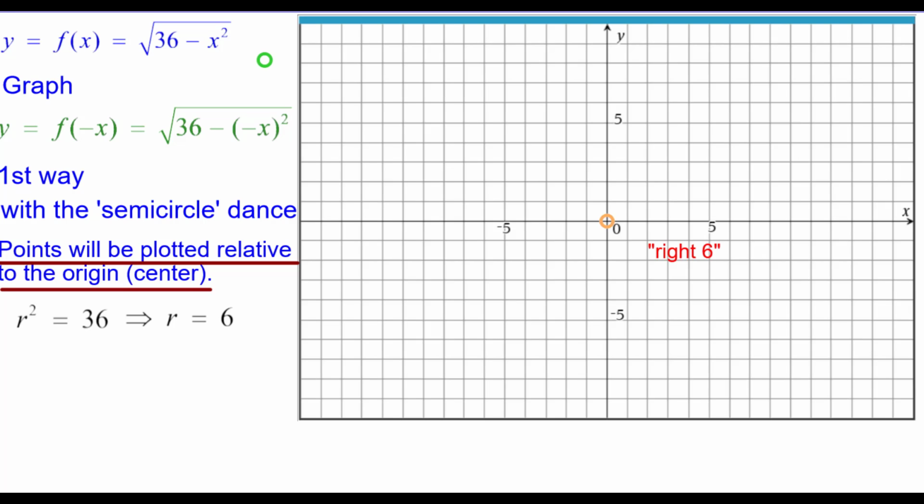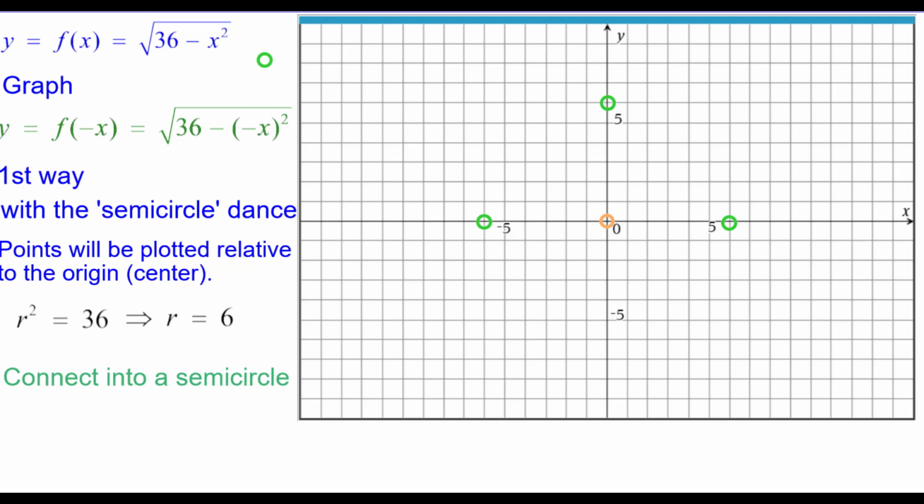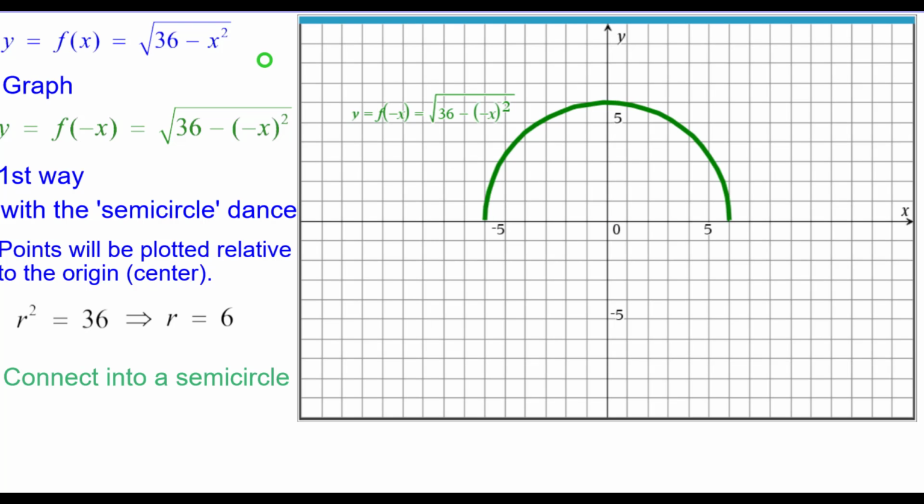So we need to go right the radius, up the radius, and left the radius. Connecting those points into a semicircle, we get this.